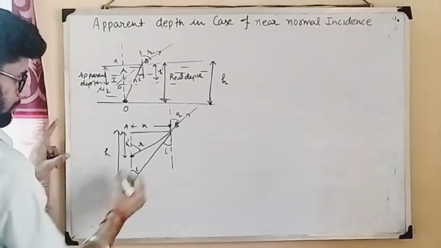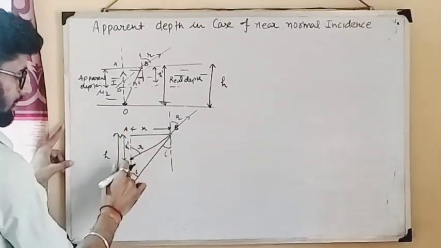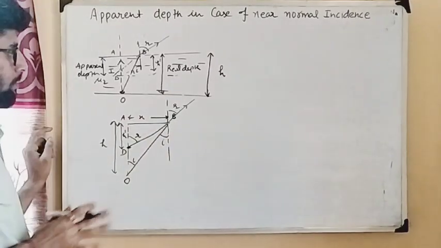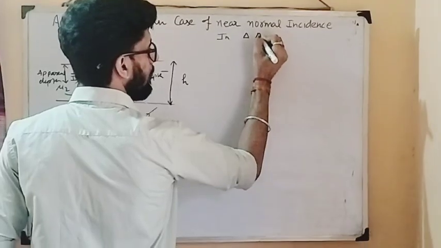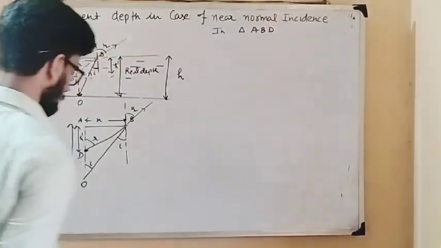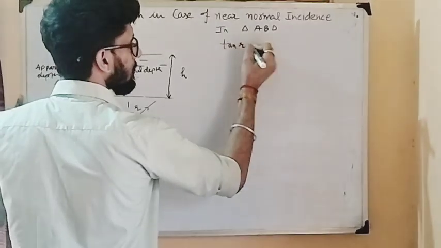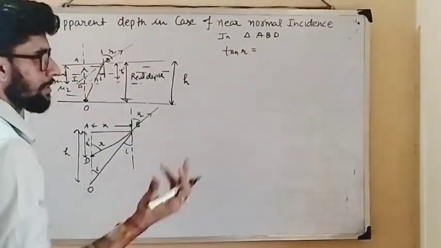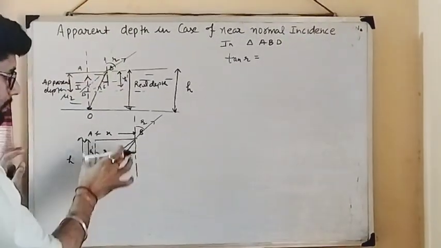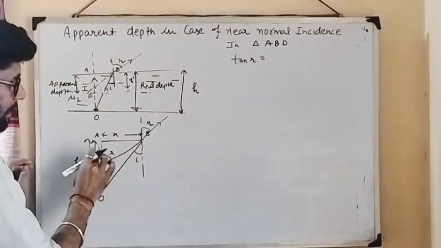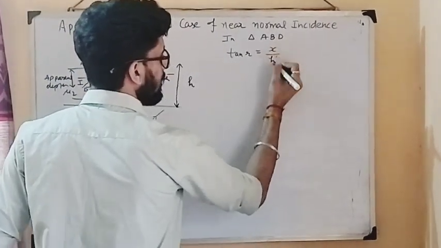So we have two triangles, one is ABD and the other is ABO. What we can do in triangle ABD, tan r can be written as, we can remember through the trick Pandit Badri Prasad Har Har Bole, perpendicular over base. So over here tan r can be written as perpendicular over base, that is x over h dash.